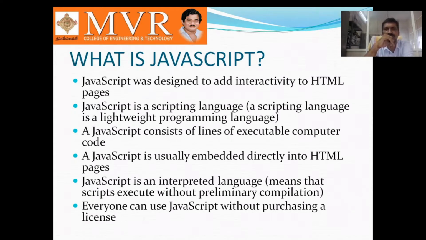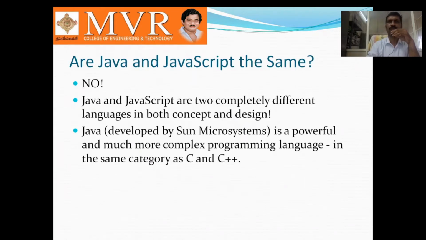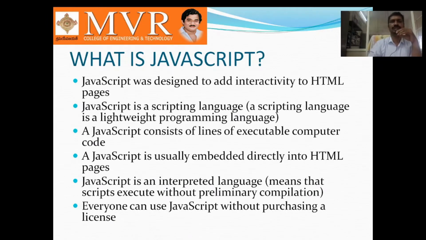Everyone can use JavaScript without purchasing a license. It is open source. No need to purchase software like with other languages. If we want to use some Microsoft tools, like learning .NET, we have to purchase something. We want a license. For this one, no license is required. Okay, this is about JavaScript.